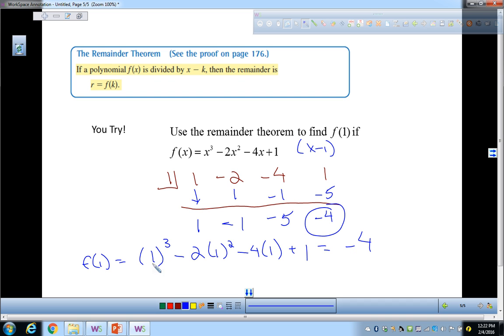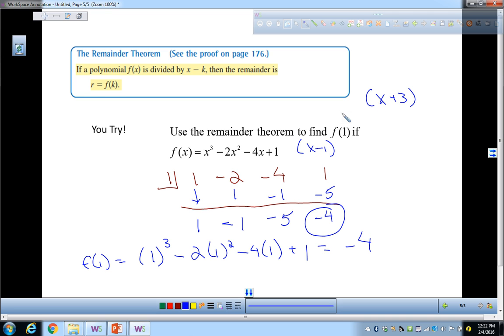So if you want to divide by x minus 1 and see what the remainder is, you would plug in 1. If you want to see if x plus 3 goes in, you would plug in -3.